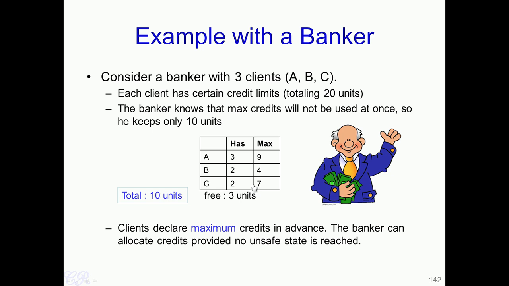On the other hand, the maximum credits for each client is 9, 4 and 7 respectively. So, you note that 9 plus 4 plus 7 is the maximum credit limits, which totals to 20 units, and this maximum credit limit is declared by the client in advance. Now, given this particular table, the banker should be able to allocate the maximum credits to users in such a way that no unsafe state is reached. So, let us see this with examples.